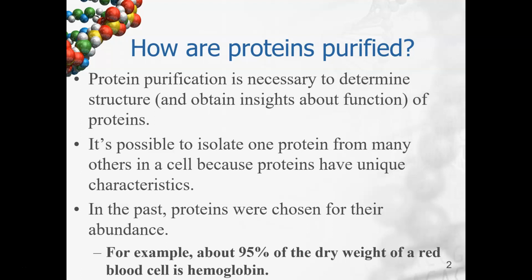In the past, if you were going to start out with the low-hanging fruit, you would choose proteins for their abundance. For example, if you had red blood cells, they're easy to collect, and about 95% of the dry weight of a red blood cell is hemoglobin. So that means that it can be fairly straightforward to isolate hemoglobin from a sample of red blood cells.